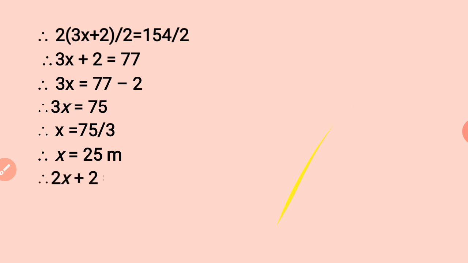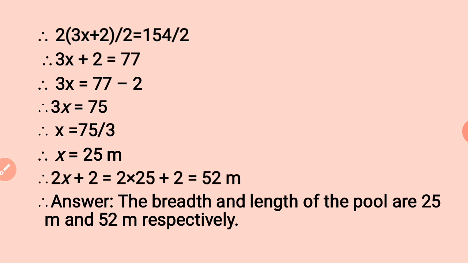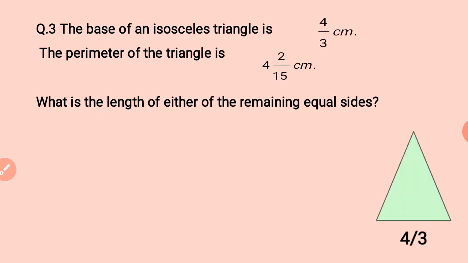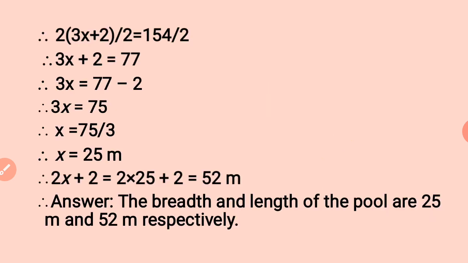What was the length? Length was 2x plus 2. So substitute x as 25 and when you solve it, you get the length to be 52 meters. The breadth and the length of the pool are 25 meter and 52 meters respectively.